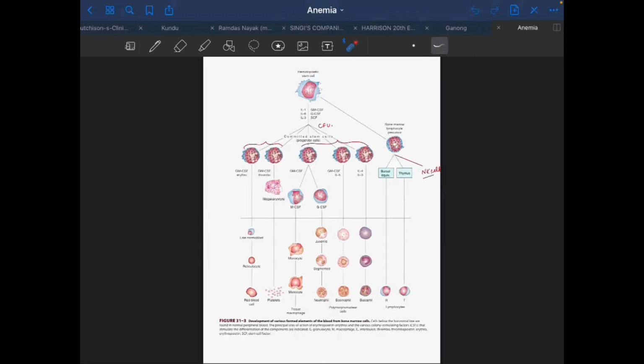The hematopoietic stem cells give rise to colony forming units, then colony forming units divide into committed stem cells, that is the group of erythropoietic colony forming units and granulocytic colony forming units. The erythrocyte colony forming units form red blood cells as well as platelets, whereas the granulocytes form monocytes, neutrophils, eosinophils and basophils. Here the bone marrow lymphocyte precursor will give rise to the B cells and T cells. This is the basic physiology which we must know before beginning any hematological disorders.